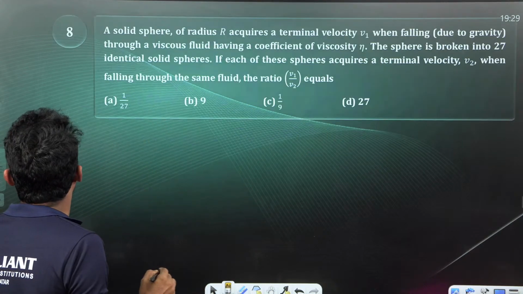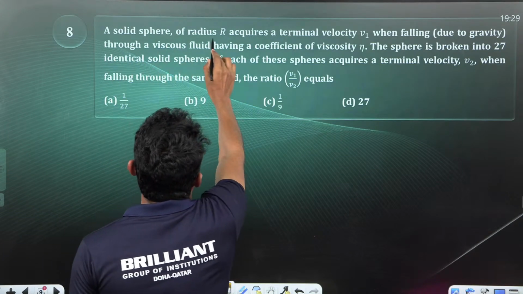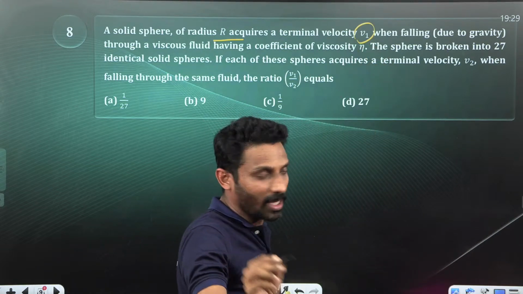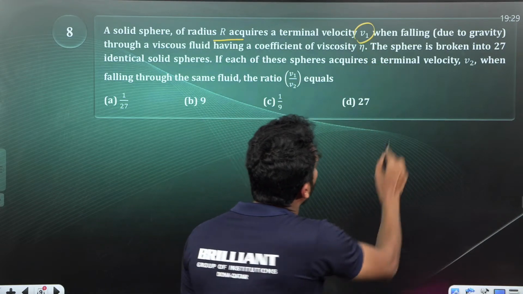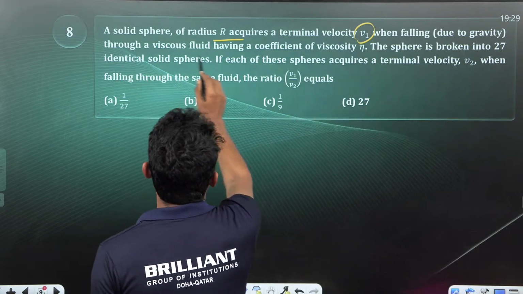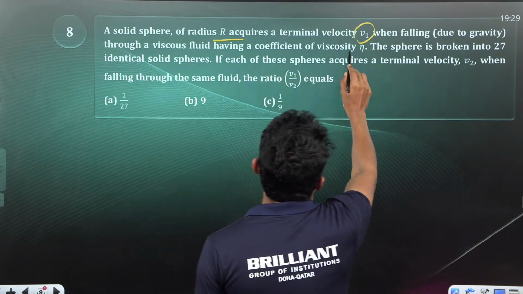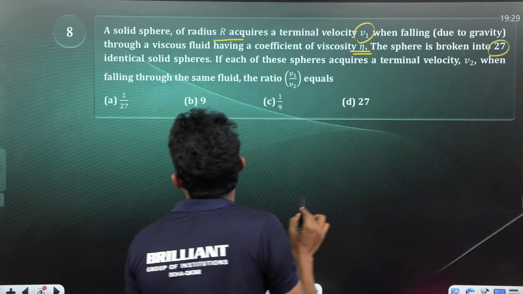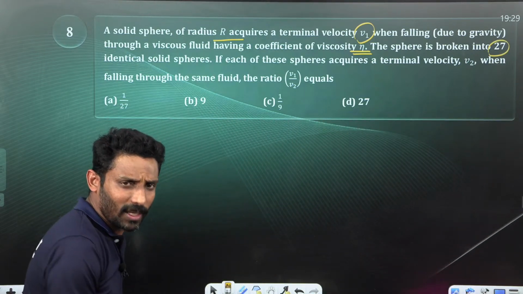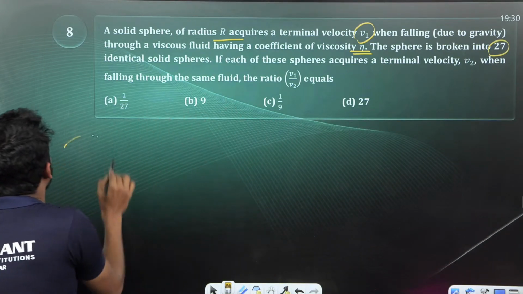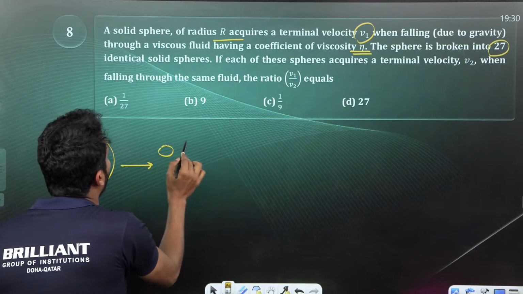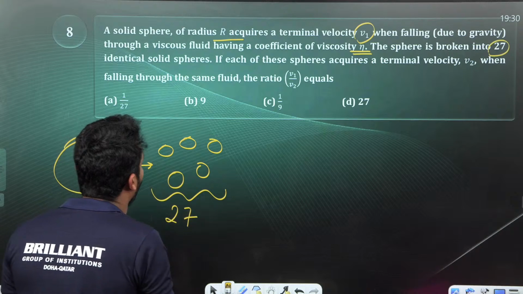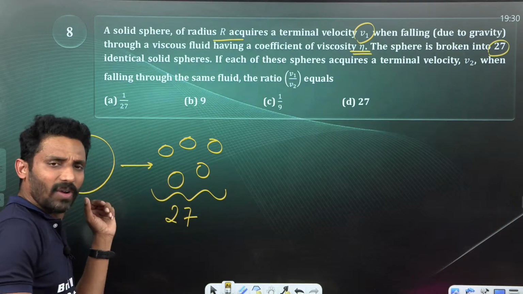Moving to the next one, 8. A solid sphere of radius r acquires a terminal velocity v1. This is a question of terminal velocity, an important concept. It acquires this when falling due to gravity through a viscous fluid having a coefficient of viscosity eta. The sphere is broken into 27 identical solid spheres. See, this is a solid sphere now broken into tiny drops, the total number being 27. Clear? Now there will be a change of radius.